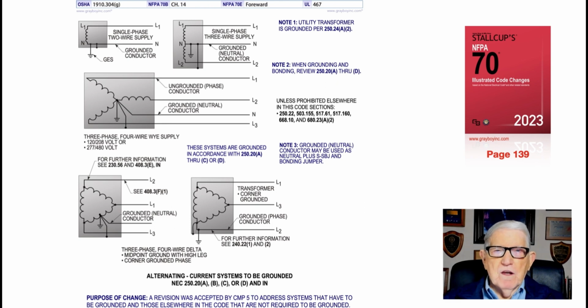And basically, the neutral, or the grounded conductor, maybe it's a better word, could be used as a neutral or a bonding jumper, plus a path for the fault current to travel over in accordance with 220.61, 250.102C1, as well as 250.24D, and that's what this illustration is illustrating to the user of the NEC.